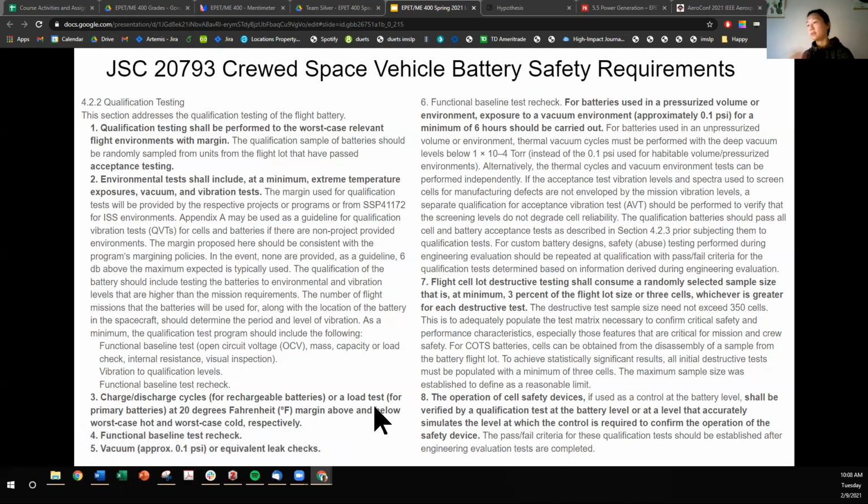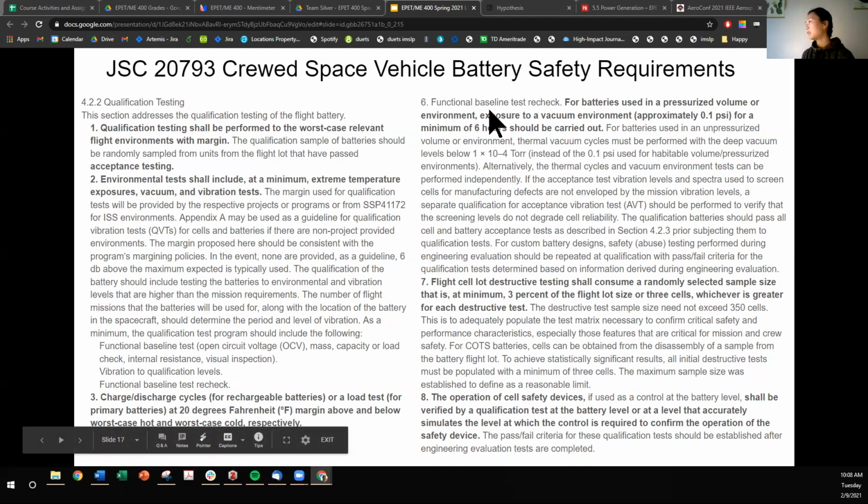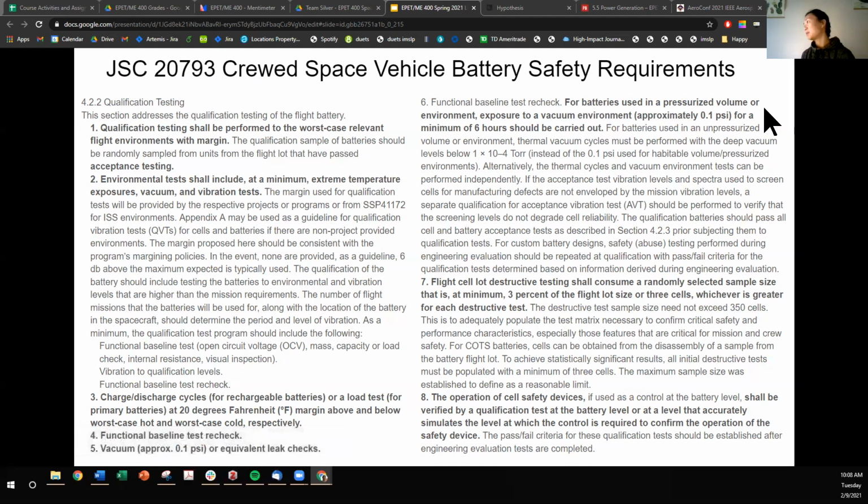Then you expose it to vacuum, do a leak check, then you do a functional baseline test recheck. For batteries used in a pressurized volume or environment, exposure to a vacuum for a minimum of 6 hours should be carried out.